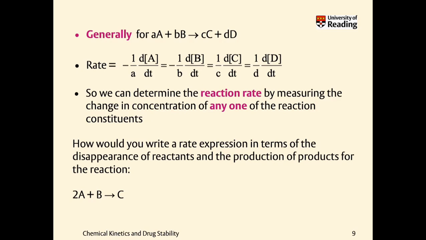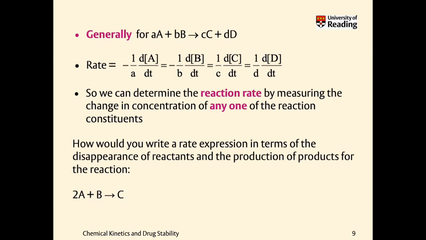And you can link the rate of all of these, either reactants or products, by writing out this equation here. So this is a general form for looking at the rate and relating the rate of consumption of those two reactants to formation of those two products based on the stoichiometry of the reaction.